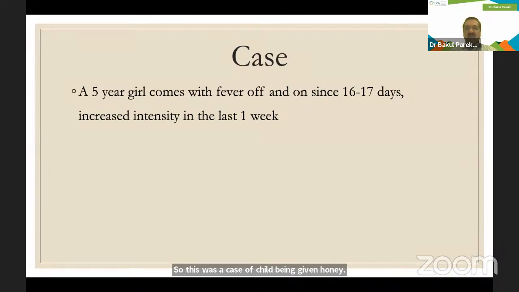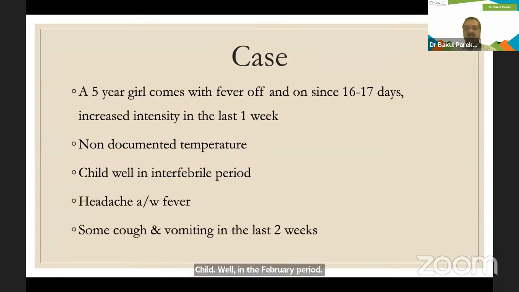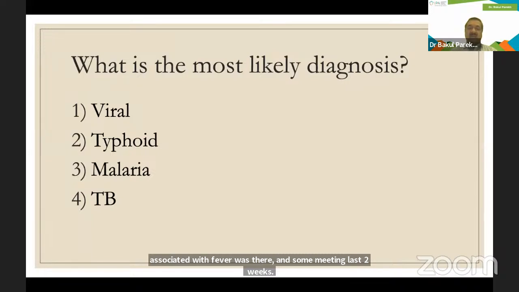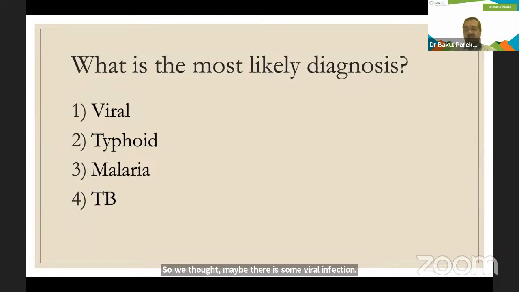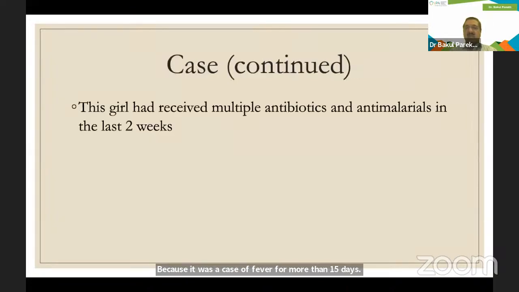Case, a 5-year-old girl comes with fever off and on since 16 to 17 days, increased intensity in the last 1 week. No documented temperature, child well in the interfebrile period, headache associated with fever was there, and some cough and vomiting in the last 2 weeks. So we thought maybe there is some viral infection, maybe enteric, malaria or maybe tuberculosis, because it was a case of fever for more than 15 days. And that girl had received multiple antibiotics and anti-malarials in the last 2 weeks.